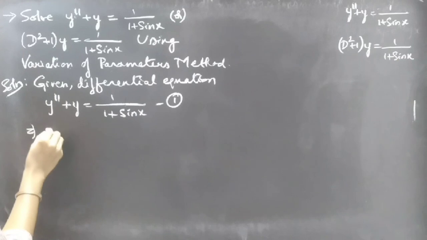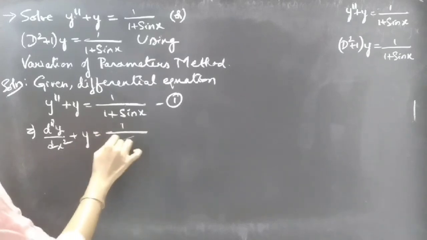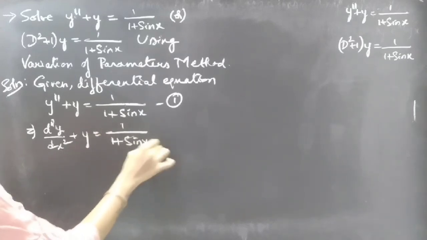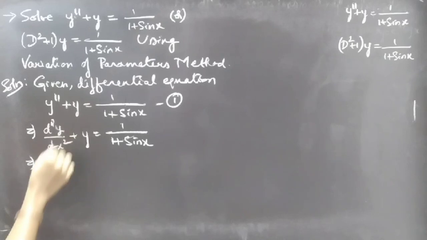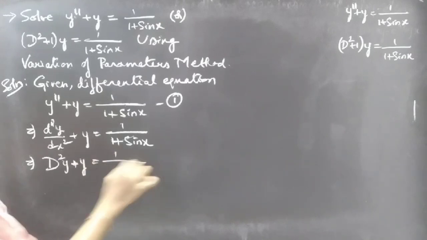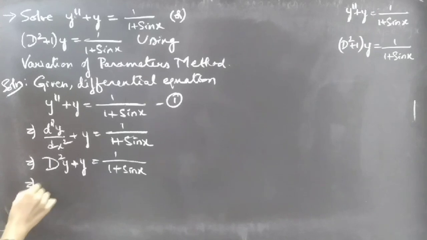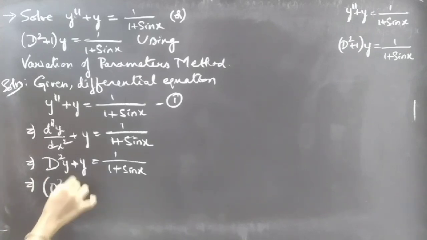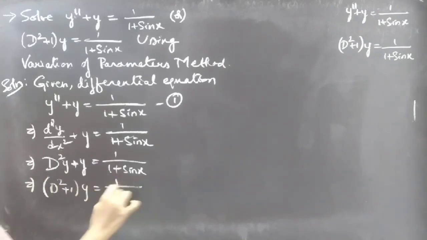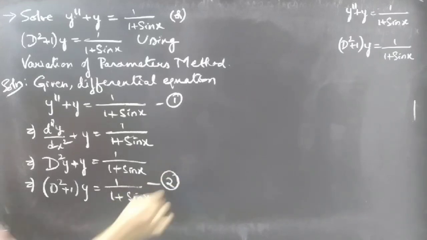We can write y double dash as d square y by dx square plus y equal to 1 by 1 plus sin x, right? And we can write d square y by dx square as capital D square y using the differential operator D. Now take y common from the two terms of the LHS, we'll get D square plus 1 into y equal to 1 by 1 plus sin x, which is an operator form. Consider this as equation number 2.